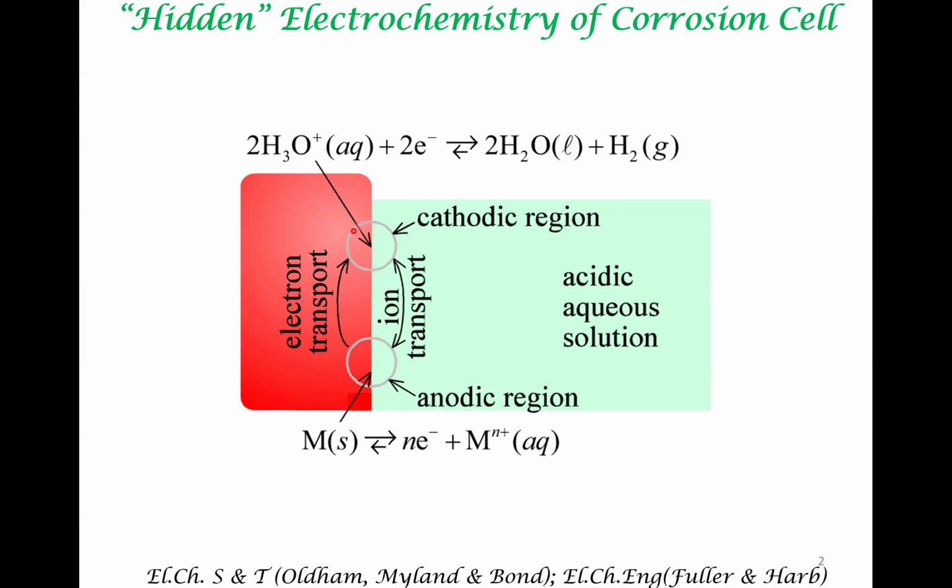And on the same metal electrolyte interface, there are cathodic regions wherein this reaction is occurring. That is, the electrons that are perhaps released from this reaction are combining with protons to form water and hydrogen. So what is to be noticed is that the anodic region and the cathodic region are in the same interface. So this imposes certain constraints.